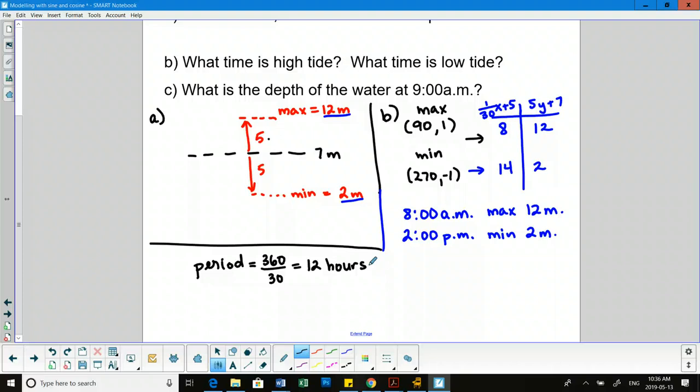So when does my max tide height happen? If it happens at 8 a.m. and the period is 12, 8 p.m. Okay, so also because of this information, we know that because the period is 12 hours, every 12 hours we'll have a high tide. So 8 a.m. and 8 p.m. And how about our low tide? 2 a.m., that's right. 12 hours after 2 p.m. So we'll also have a min of 2 meters at 2 a.m.